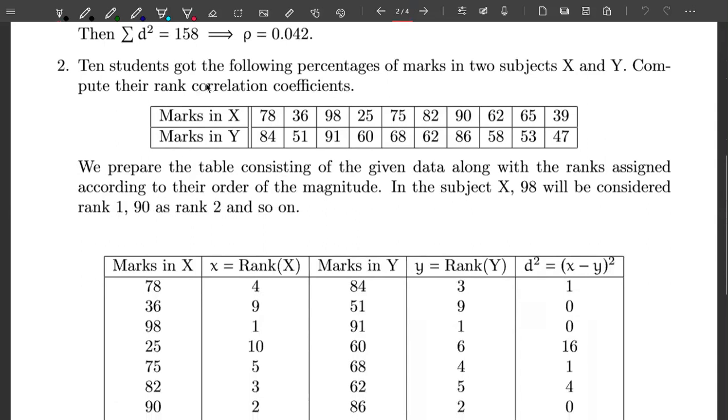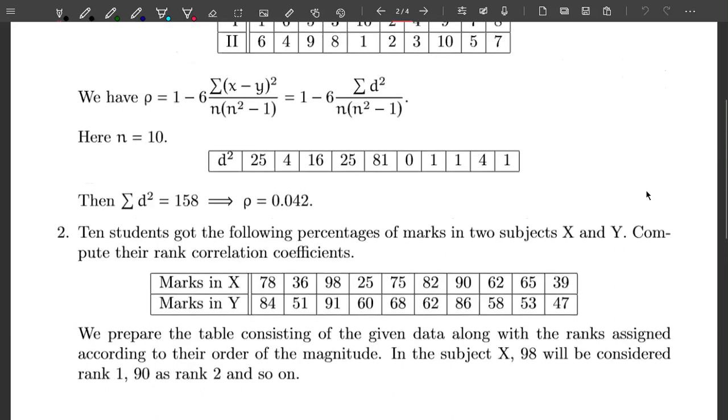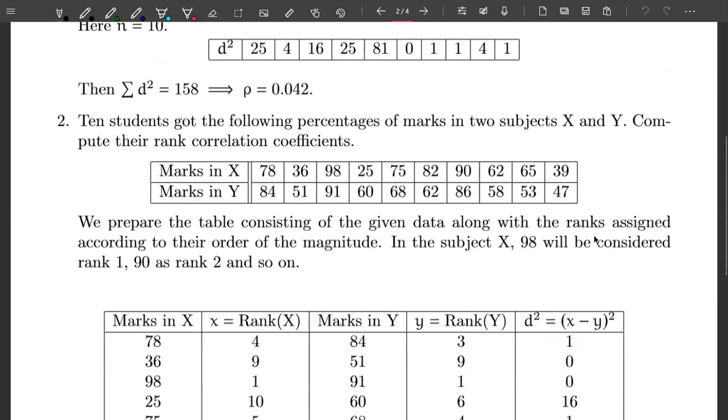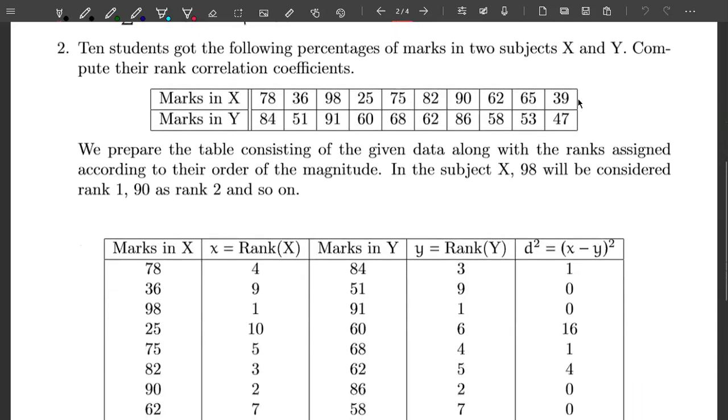Second problem. 10 students got the following percentages of marks in 2 subjects, X and Y. Compute their rank correlation coefficient. These are the marks obtained in subject X and these are the marks obtained in subject Y. In the previous problem, they had directly given you the ranks. In this problem, they have not given the ranks, they have given the marks obtained. So based on these marks, you will have to first assign rank for subject X and rank for subject Y.